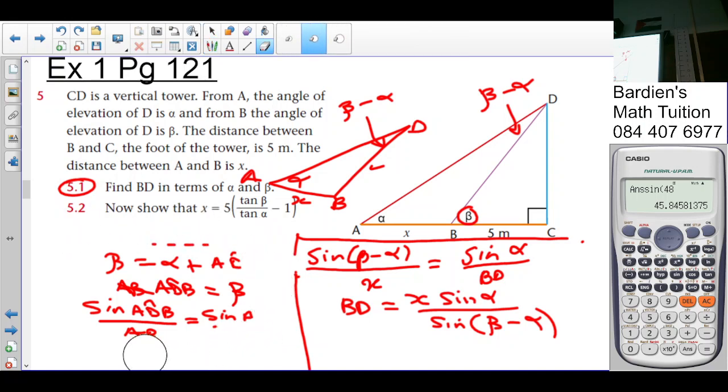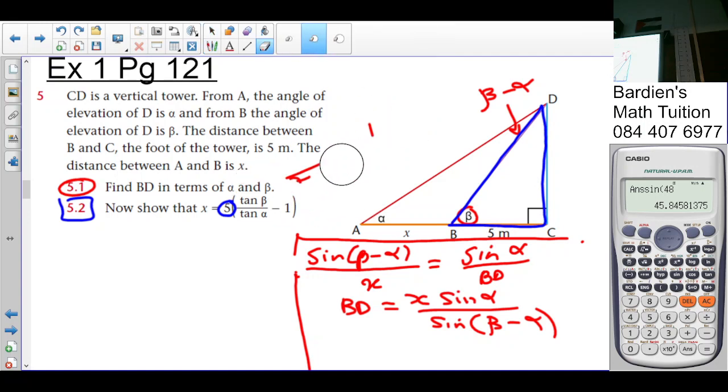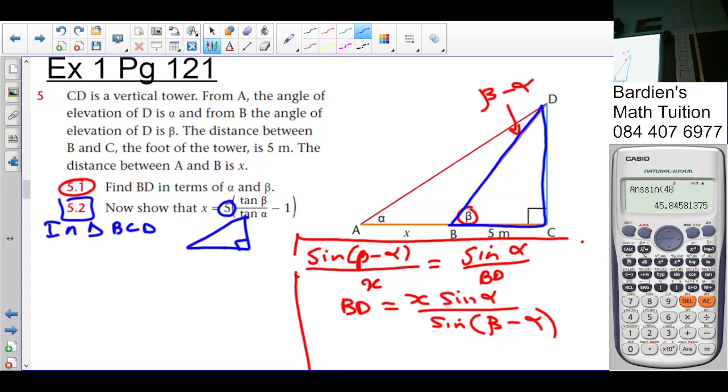In 5.2, now show that x is equal to that. So in other words, you must make x the subject of the formula. You see there's a 5 as well here, which means to say somehow or other they're working in this triangle here now. The 5 is being picked up as well. So we started by saying in triangle BCD. That triangle looks like that. It's 90 degrees at C. And there's your beta. So we'll definitely pick up BD. Why? Because we can replace BD with this here.